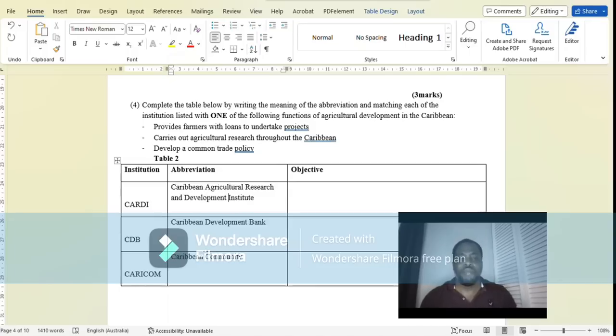All right, so the Caribbean Agricultural Research and Development Institute. Basically, they are responsible for carrying out research throughout the Caribbean. And we know research is important because on a daily basis, we have climate change. We have situations where we want to improve our crops and our animals so that they can perform better. Food security is one of the concerns in the Caribbean, and we really want to maintain that.